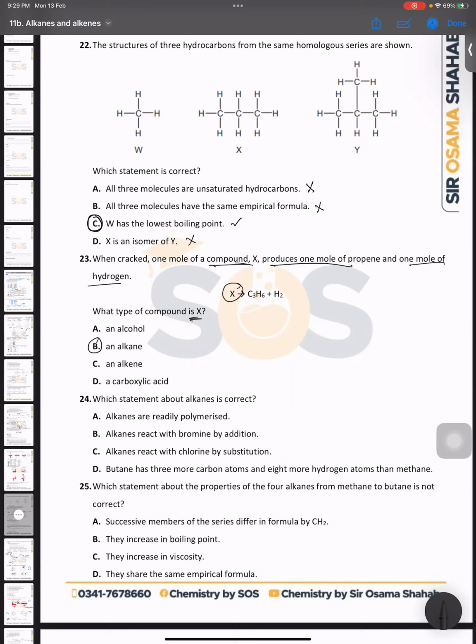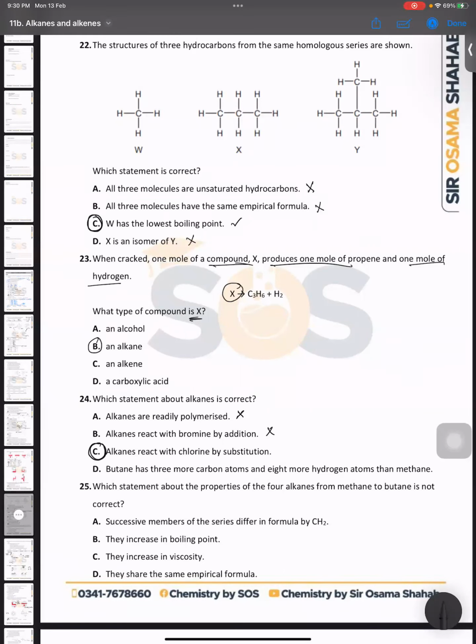Which statement about alkanes is correct? Alkanes are readily polymerized. Alkanes do not do that. Alkanes react with bromine by addition. They do not undergo addition reactions. Alkanes react with chlorine by substitution reaction. This is the right answer. Alkanes do substitution reaction in the presence of UV light.